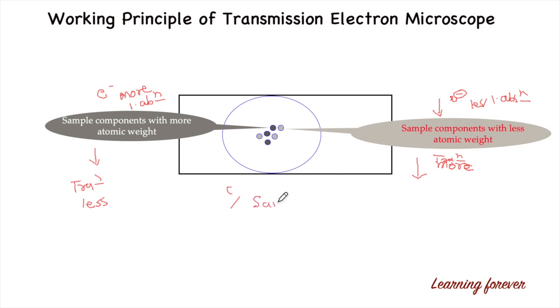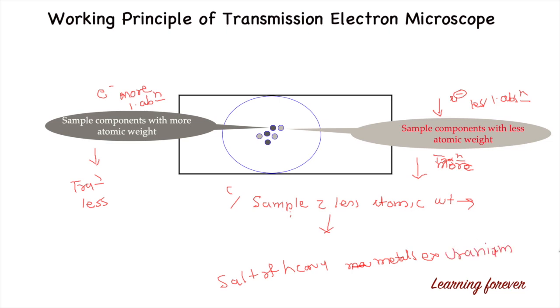So if you want to visualize this type of specimen, since all the components have less atomic weight, there will be more transmission of the electrons, and due to that it will not develop proper contrast to distinguish between different components of the specimen. Therefore, to enhance contrast, such material can be mixed with salts of heavy metals, for example uranium or tungsten. This is about the principle of transmission electron microscopy.